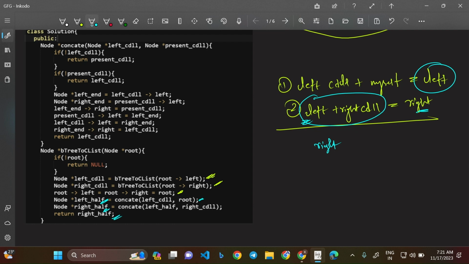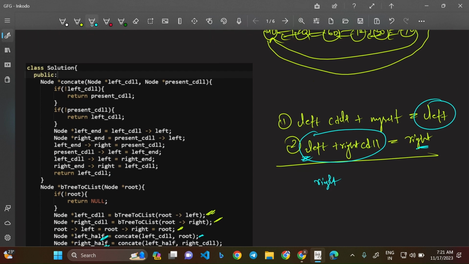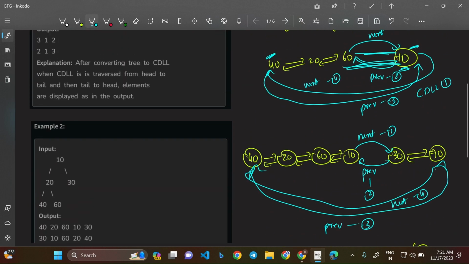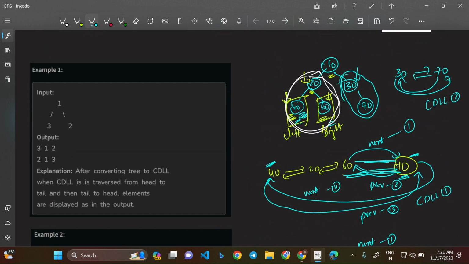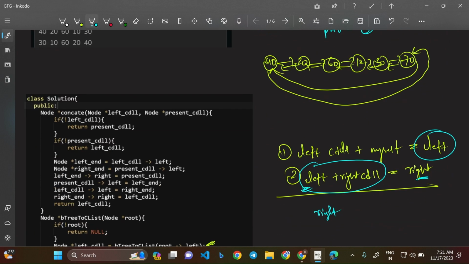I should have named it something else, but yeah, it's fine. So how are we going to concatenate? If your left CDLL is null, only return your present CDLL. For example, when you're working on 40, there's nothing like left, so only return yourself. And when your present CDLL is not defined, or if it's none, then return left CDLL. All right, so now we are doing the 4 transitions.